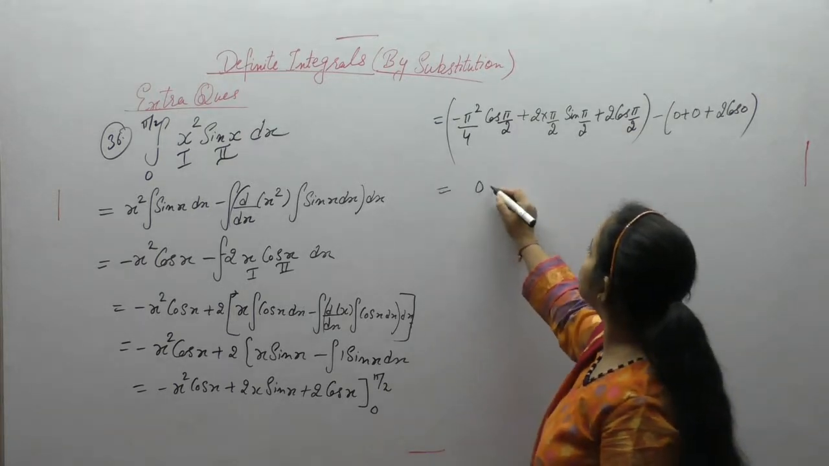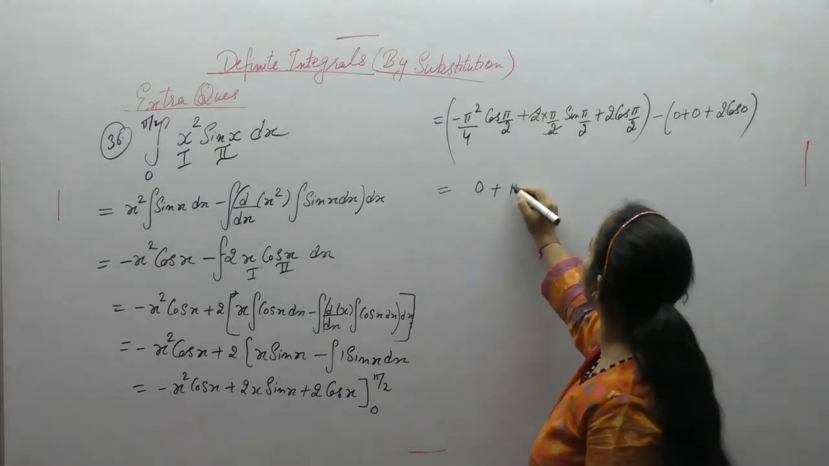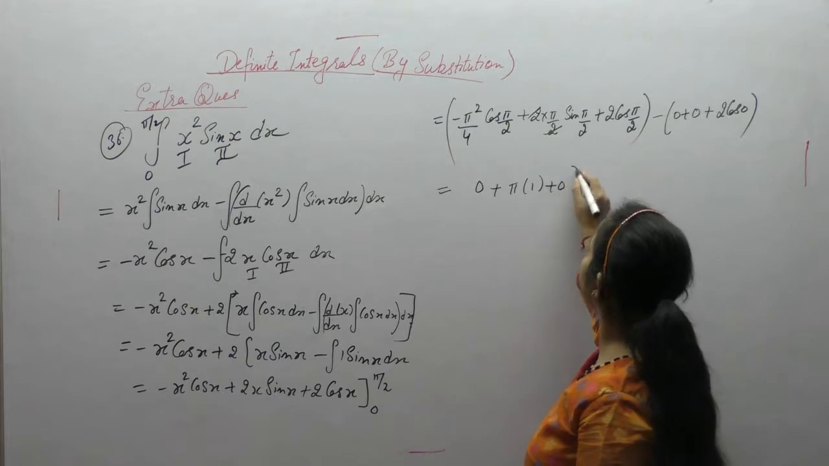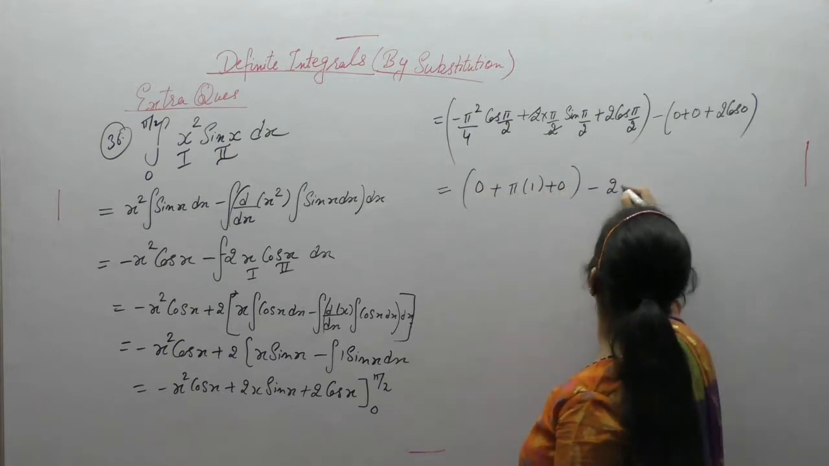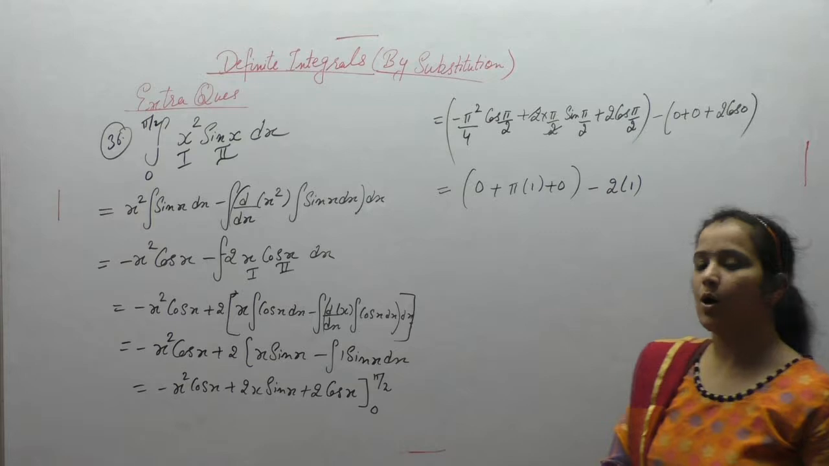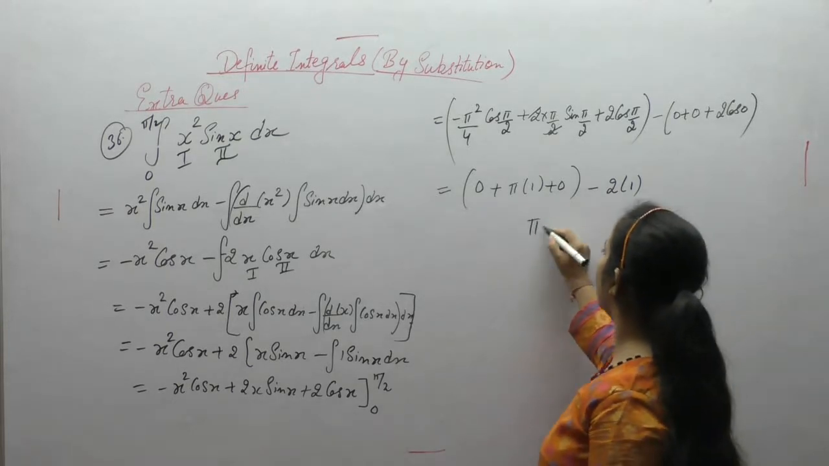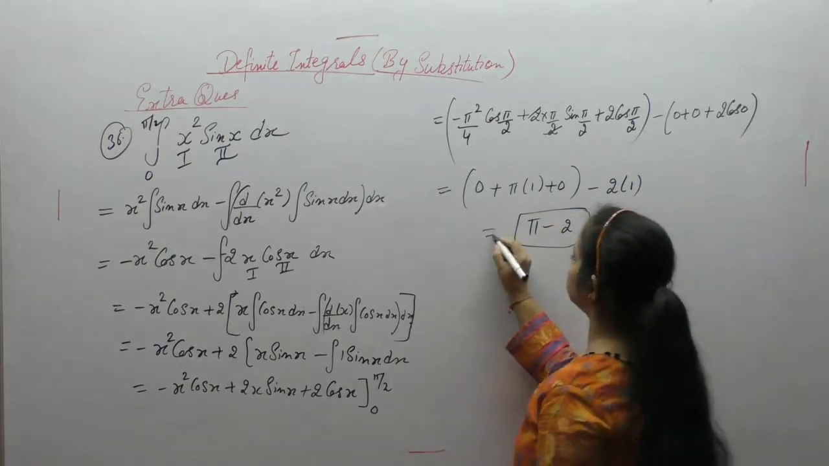Cos 90 is 0, sin 90 is 1. Again cos 90 is 0, minus 2 cos 0, and cos 0 is 1. So the answer is pi minus 2.